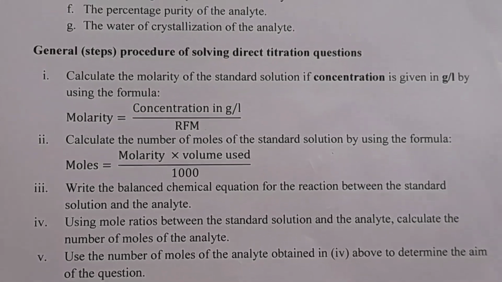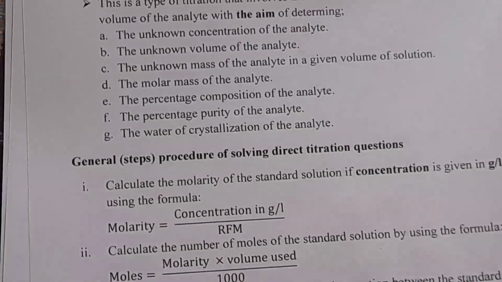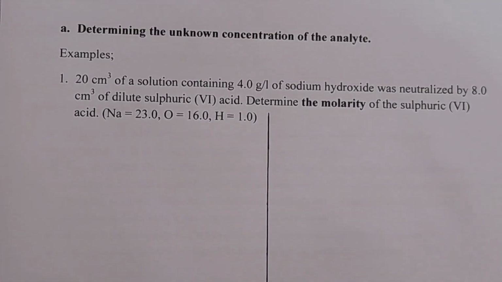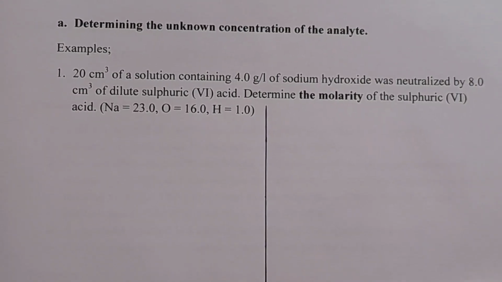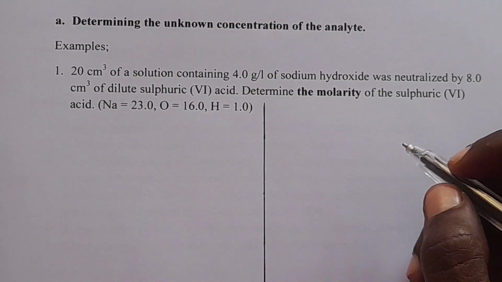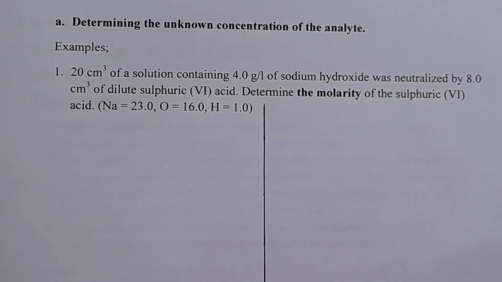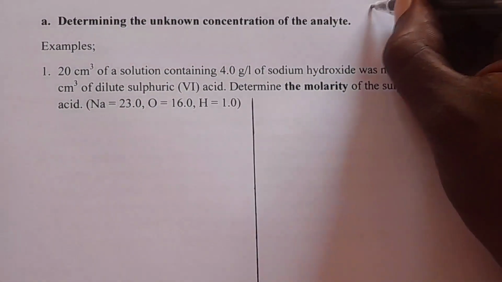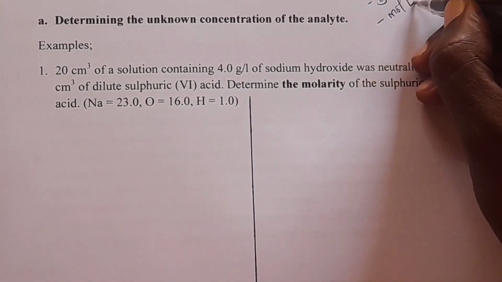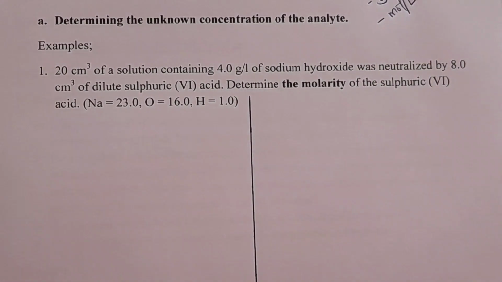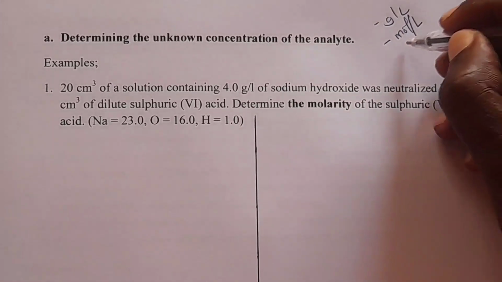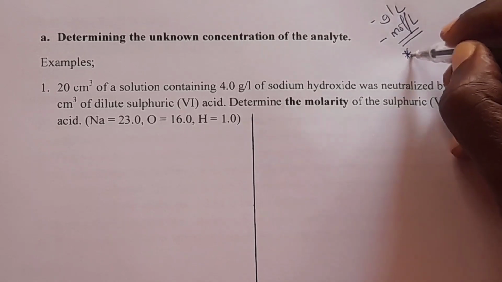So we go to the first aim, that is determining the unknown concentration of the analyte. Remember, when we are dealing with molar solutions, we said concentration is expressed in two ways. One way was gram per liter. The second way was mole per liter, or mole per decimeter cube. Remember, we said again, mole per decimeter cube means the molarity of the solution.